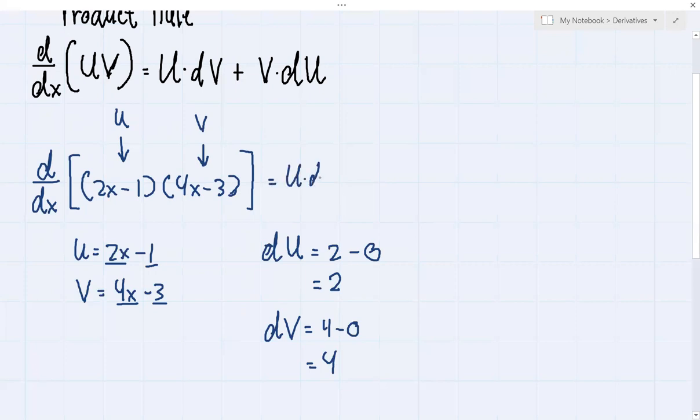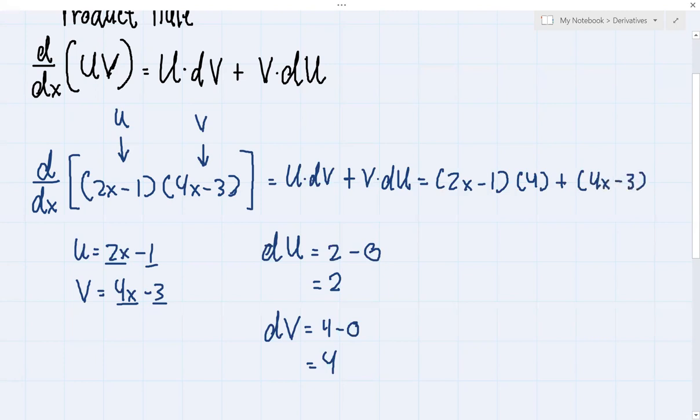So, we have u times dv plus v times du. So, yung u mo, we have 2x minus 1. Next, si dv, we have 4. Next, we have si v, which is si 4x minus 3. Then, we have du, which is si 2. O, diba? Now, what we're going to do is we will simplify them.